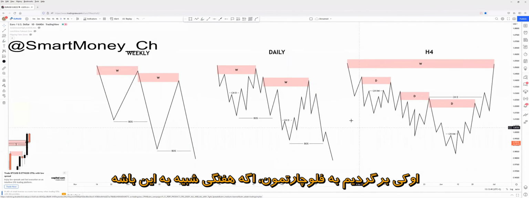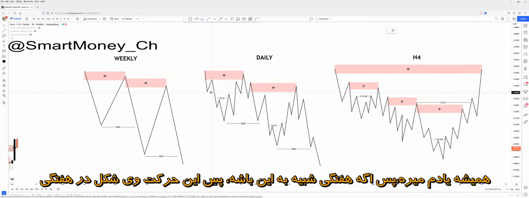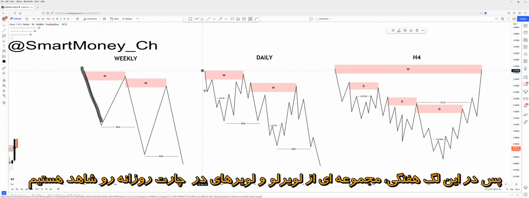Okay, switching back to the flow chart. If the weekly looks like this, sorry, I have to upgrade my TradingView, I still forget it. So if the weekly looks like this, then this simple V shape on the weekly will look like this on the daily, right? So on this leg of the weekly chart, there will be a series of lower lows on the daily.